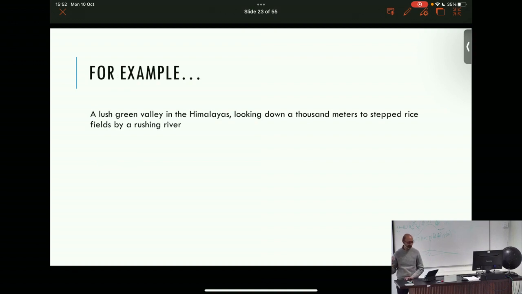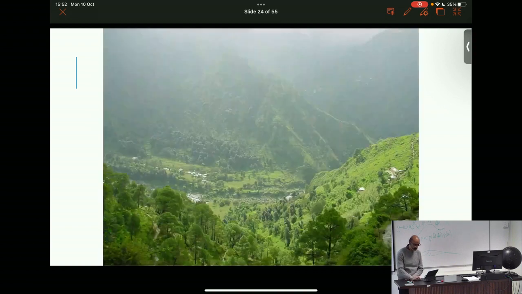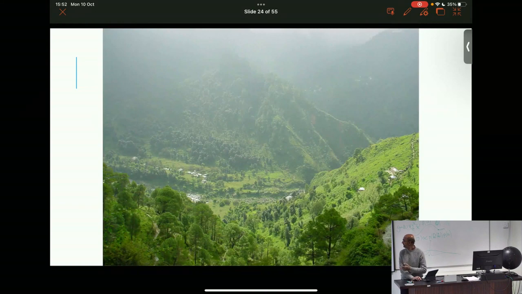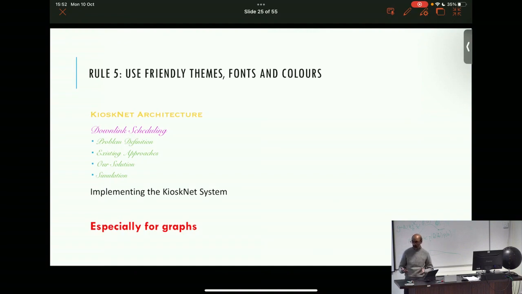So here's an example. Here are words on slides. You can read it yourself. Right? And you can do this or you can show this. Right? Which one do you like better? If you want to convey this image, you're basically better off showing this. So don't use words, use pictures as much as you possibly can.